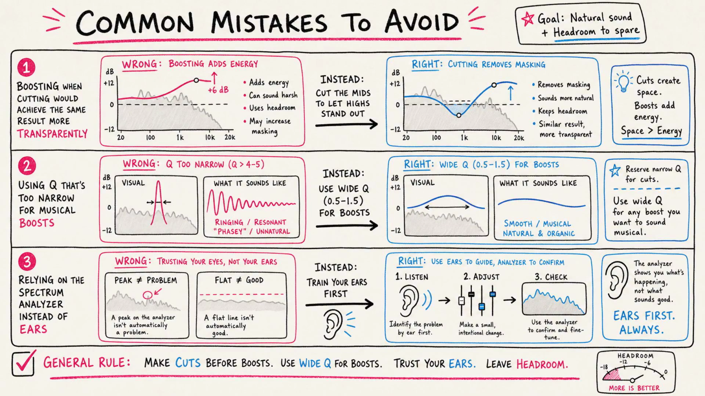Not level matching when A/B comparing. Louder sounds better. This is a psychoacoustic fact that will fool you every time. When you boost frequencies, the signal gets louder. When you cut, it gets quieter. Use Utility to compensate so you're comparing tone, not volume.